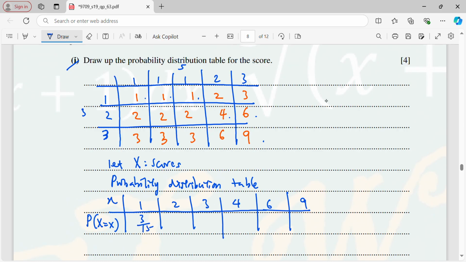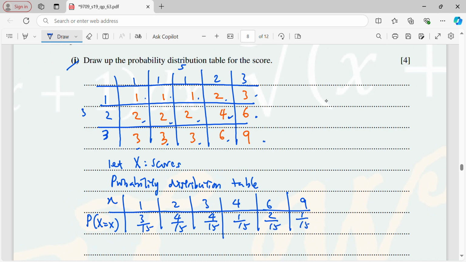Then we have 1, 2, 3, 4 times of 2. The probability is 4 over 15. We have 1, 2, 3, 4 times of 3. Probability is 4 over 15. Then there's only 1 4, so 1 over 15. There are 2 6, so 2 over 15. Lastly, there's only 1 9.